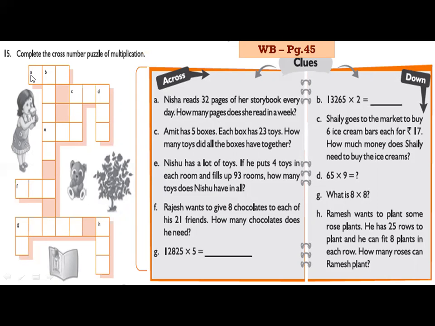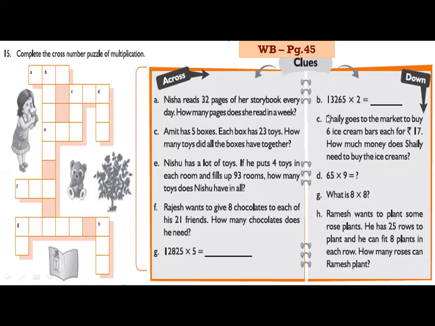See, for the A question, Nisha reads 32 pages of her storybook every day. How many pages does she read in a week? So Nisha is reading 32 pages regularly daily. For a week, how will you find it? 1 week equals 7 days. So 32 into 7. You have to find the answer and write it in this box, that is across. See the first A, and you have to write the answer in these three boxes.